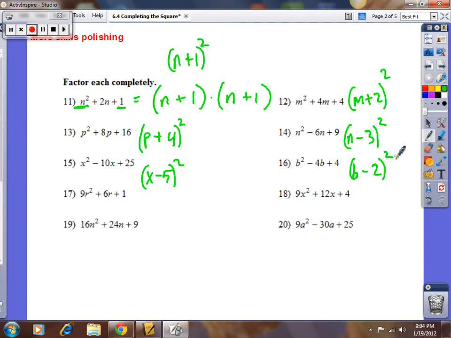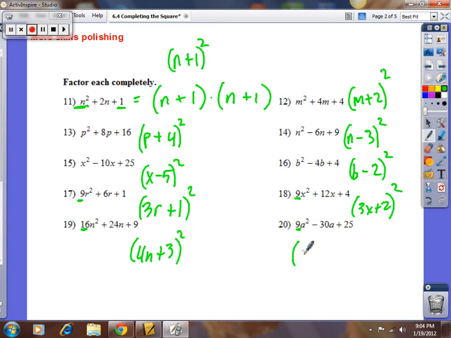These ones are a little more complex because the coefficient of the quadratic is not a 1, but they are all perfect squares. So 17 is going to be 3r plus 1 to the second power. 18 is going to be the quantity 3x plus 2 squared. 19 is going to be the quantity 4m plus 3 squared. 20 is going to be 3a minus 5 squared.